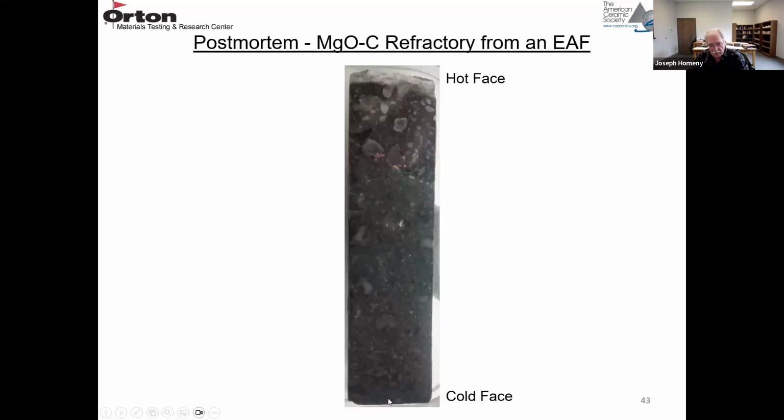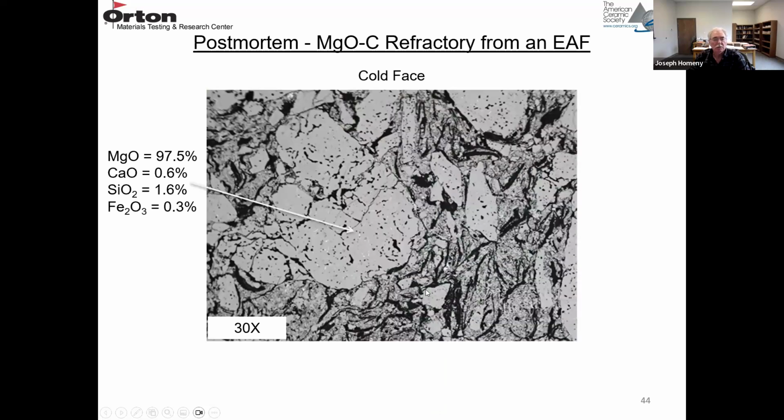So what I usually like to do is very simple. You look at the cold face. That's usually the refractory that's still intact. And you look at the hot face and you see what happened, what the difference is, or the difference in the microstructure. So if you start with the cold face, this is a 30x magnification.